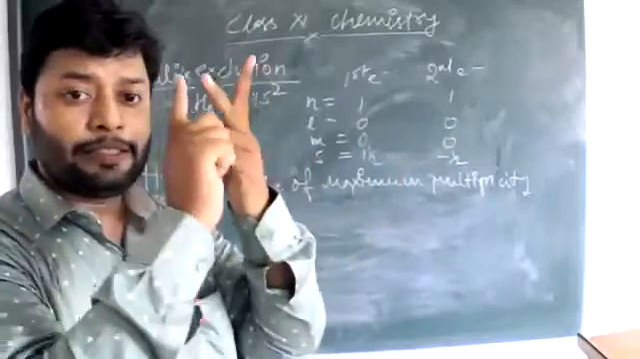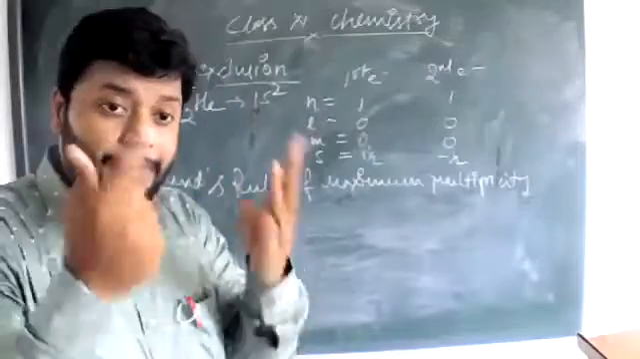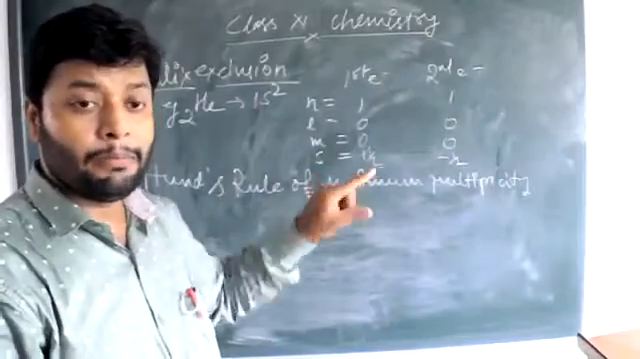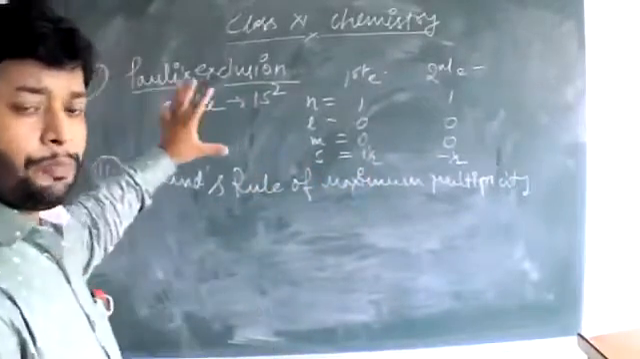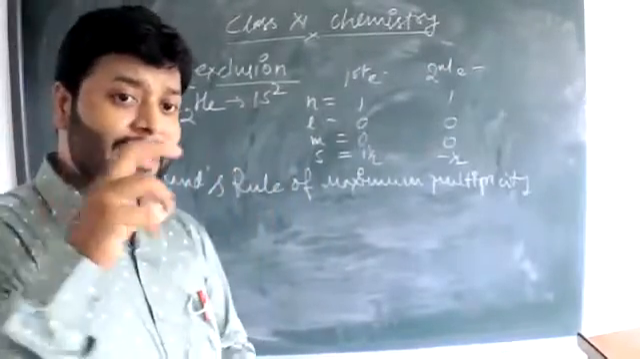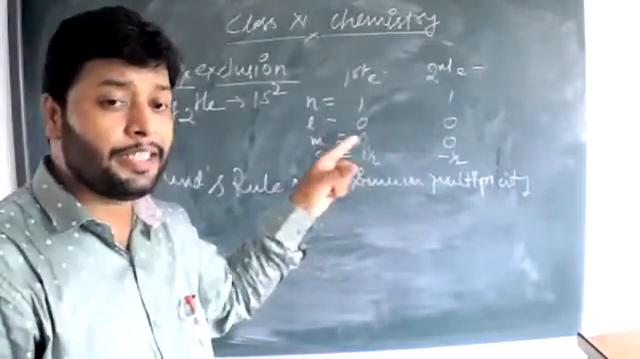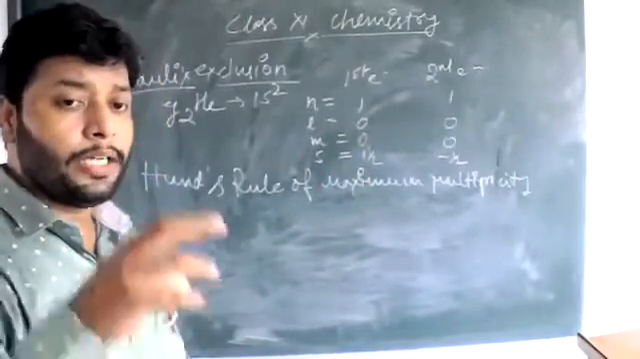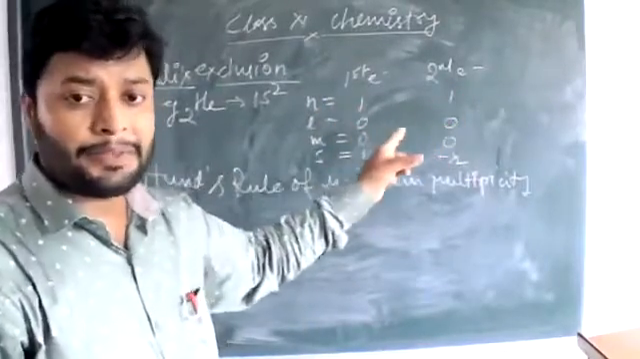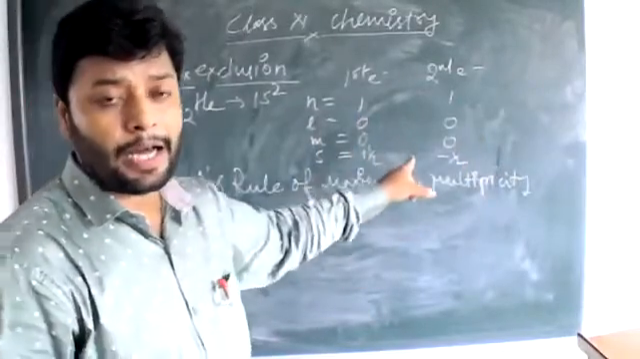In the same shell, same subshell, and same orbital, the values of n, l, m can be the same, but at least on one ground, that is spin, it must be different. So according to Pauli's exclusion principle, we can fill any two electrons in the same orbital with opposite spin, because the spin must be different for two electrons in the same orbital. Sometimes the shell, subshell, and orbital are the same, but the electrons are different because their spins are different.